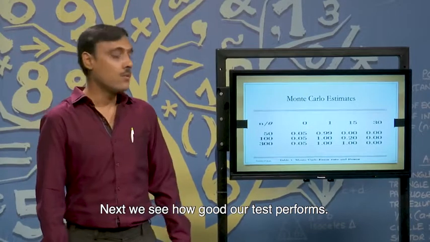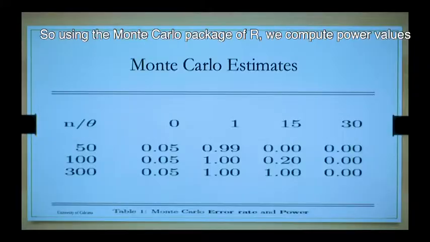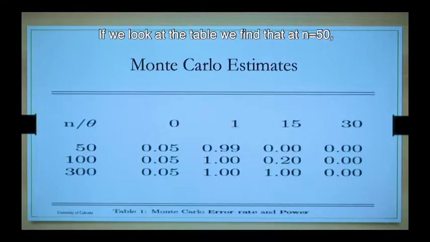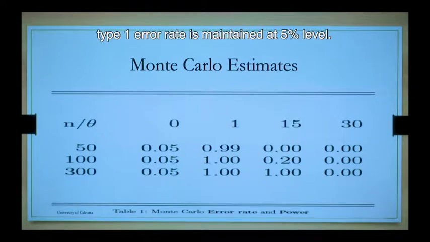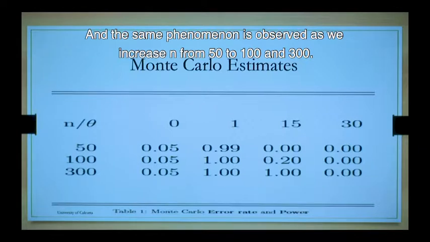Next we see how good our test performs. Using the Monte Carlo package of R, we compute power values and type 1 error rate for different values of n and theta. Now, if we look at the table, we find that for n equal to 50, the type 1 error rate is maintained at the 5% level. The power becomes 0.99 at theta value 1, but then it decreases to 0, and the same phenomenon is observed as we increase n from 50 to 100 and 300.